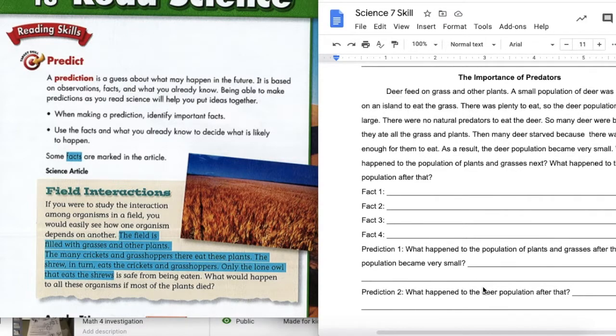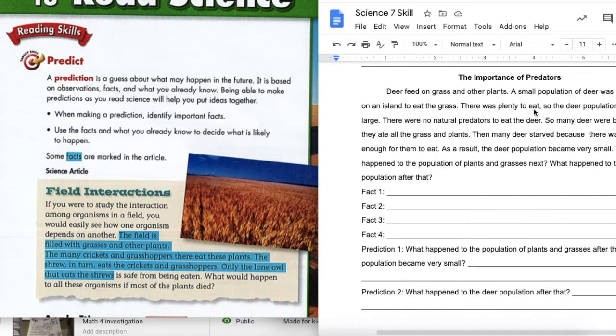Okay, I'll read the paragraph to you, and then I'll tell you what you need to do on these last 2, although I think it's pretty self-explanatory. Deer feed on grass and other plants. A small population of deer was introduced on an island to eat the grass. So we have this island, grass is growing there, it's out of control, and they said, we know how to take care of the grass. We're just going to put a couple of deer out there because deer eat grass.